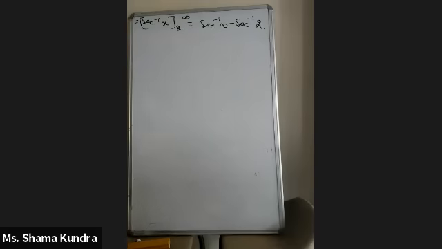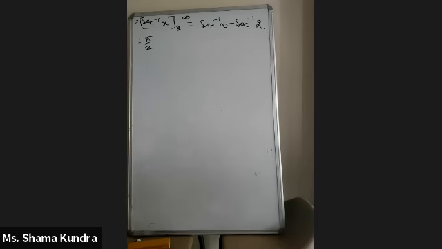Now see, secant is the inverse of cos, infinity is the inverse of 0. So secant inverse infinity is cos inverse 0. Cos is 0 at what value? At pi by 2. Again see, secant is the inverse of cos, 2 is the inverse of 1 by 2.